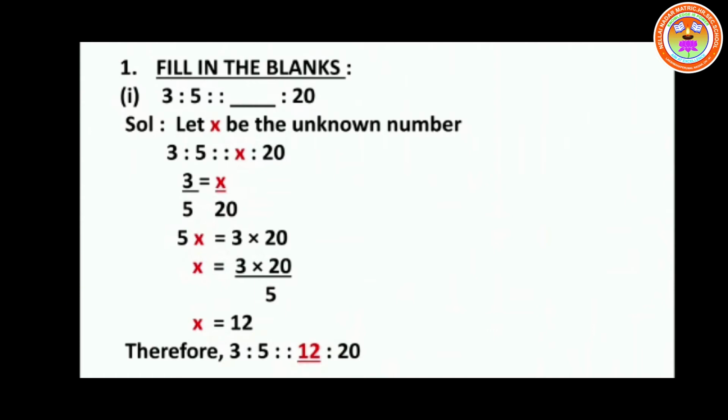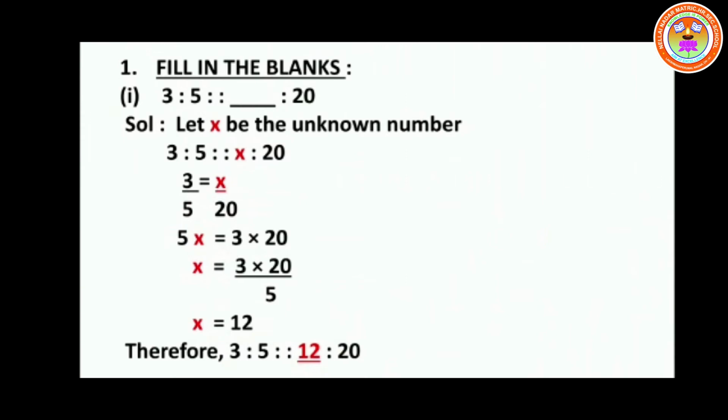So therefore 3 is to 5 as 12 is to 20. That is your answer. Okay children. So 3 by 5 equal to x by 20. Cross multiply both sides. So 3 is multiplied by 20 and x is multiplied by 5. So 5x is equal to 3 into 20. x is equal to 3 into 20 divided by 5.